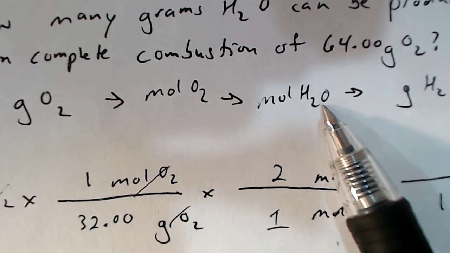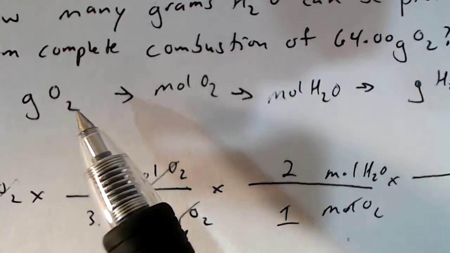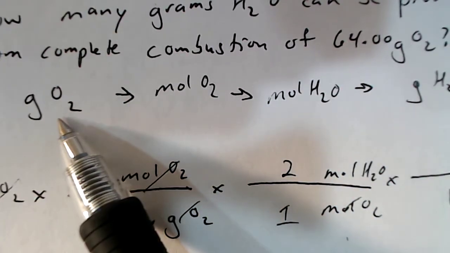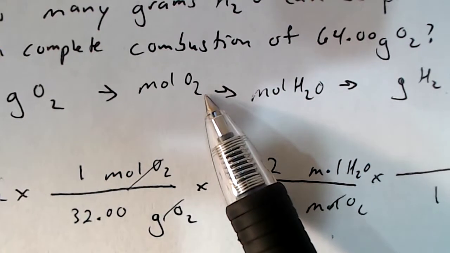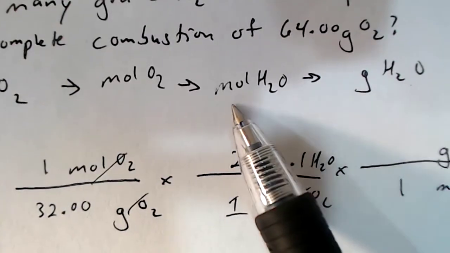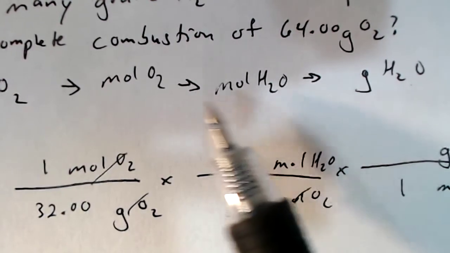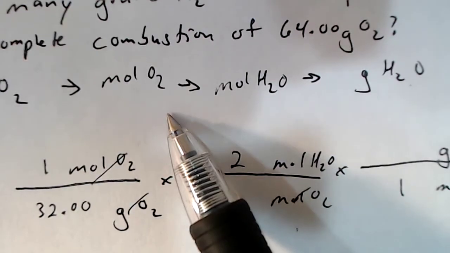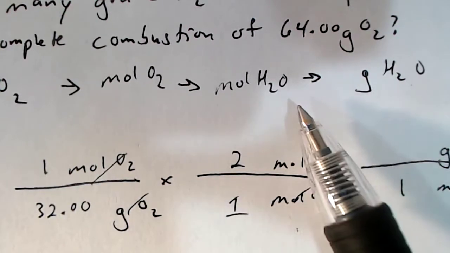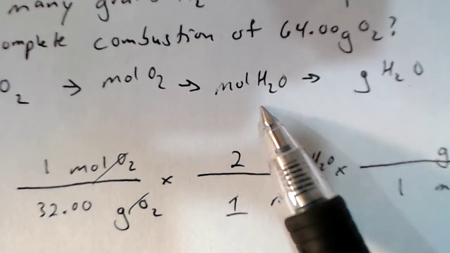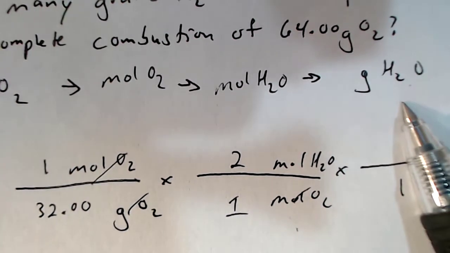Just like in the last problem, we saw that you could do that using the mole ratio. If you go from grams of oxygen into moles of oxygen, then you can use the mole ratio to get into moles of water. This is the only way we're going to use in this class to get from amounts of one substance into amounts of another substance. And then from moles of water you can go into grams of water.